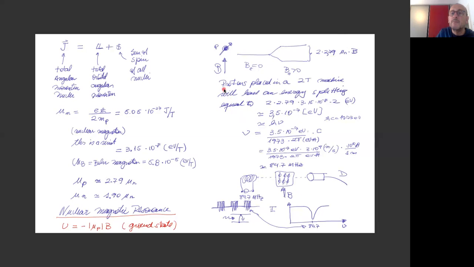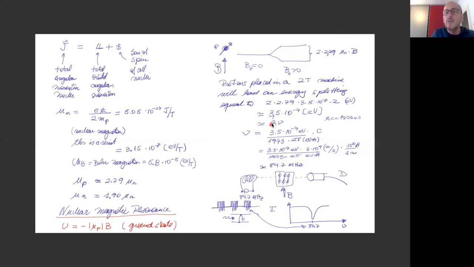So let's say protons are placed in a 2 Tesla machine. We have a region where we put an intensity of 2 Tesla, and they have an energy splitting equal to that thing here. What is the energy splitting? It's very small in electron volts. It's 3.5 times 10 to the minus 7 electron volts. But I can imagine that between this state and this state, I can shine a photon and make a transition from the low spin state to the high spin state.